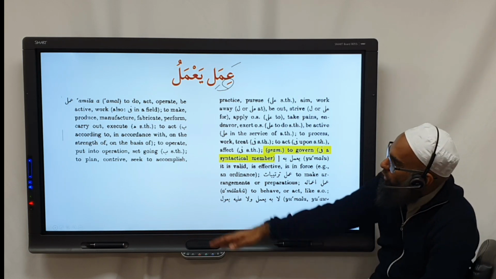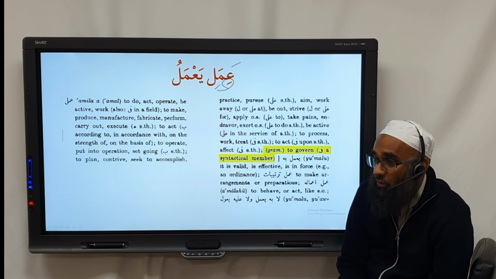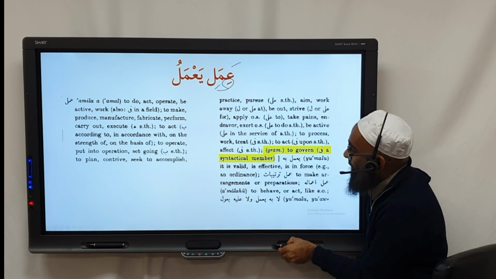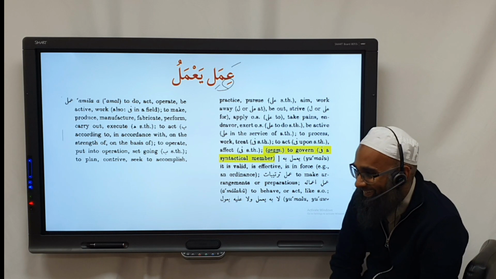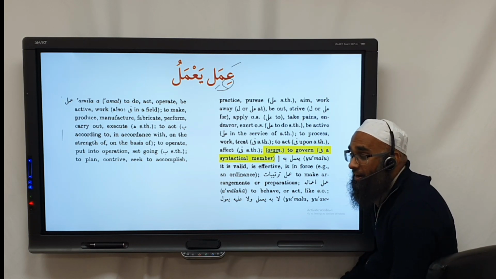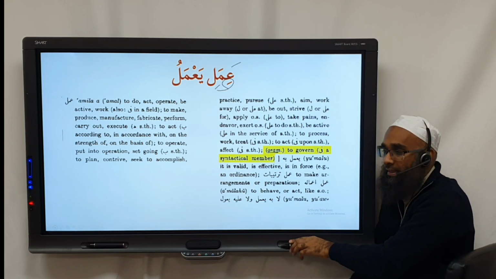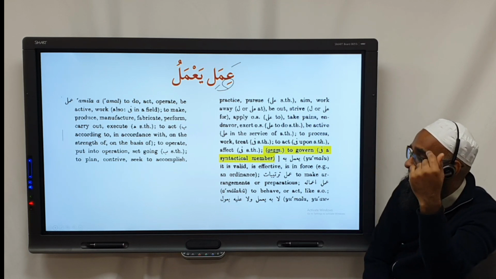Okay, so amila ya'malu, it has so many meanings. Normally, what does amal mean? Amalun salih, to do good deeds. But if you look at it here in the handout where he says gram, what does gram mean? Grammatical. So when you use amila ya'malu in a grammatical form, in a grammatical structure, in a grammatical sense, one word can have different meanings.